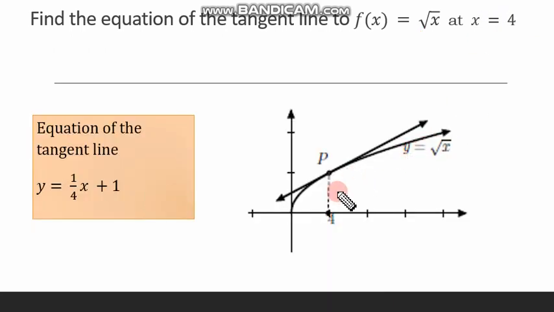So you can see on our graph, square root of x at x is equal to 4, you can see that the tangent line exists and it has an equation, y is equal to 1/4 x plus 1.